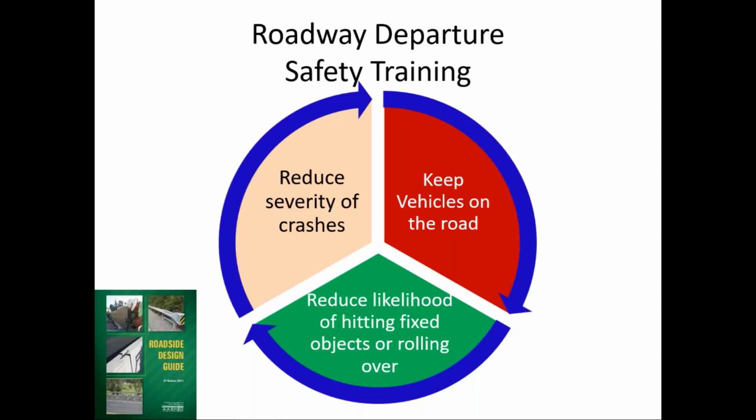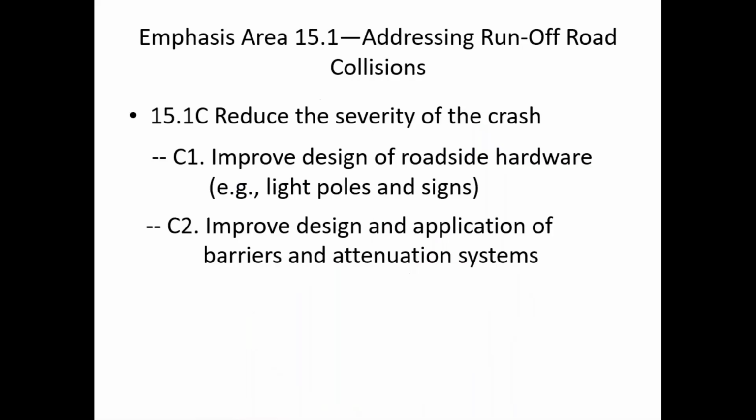And a lot of this comes from the AASHTO Roadside Design Guide. Those NCHRP Report 500 series that I talked about discuss different emphasis areas of addressing run-off-the-road collisions, and one strategy is to reduce the severity of the crash. That can be done by improving the design of roadside hardware, for example, light poles and signs, and also improving the design and application of barriers and attenuation systems. So we'll look a little bit at each of these.